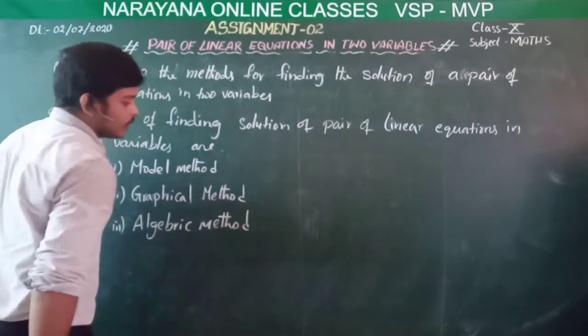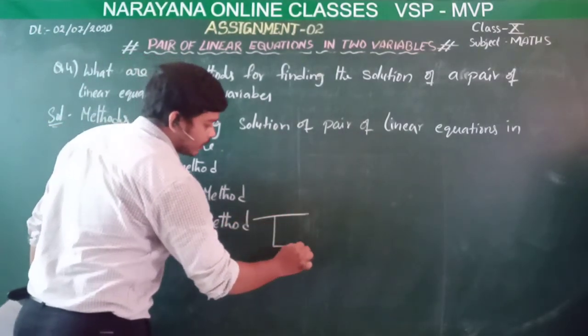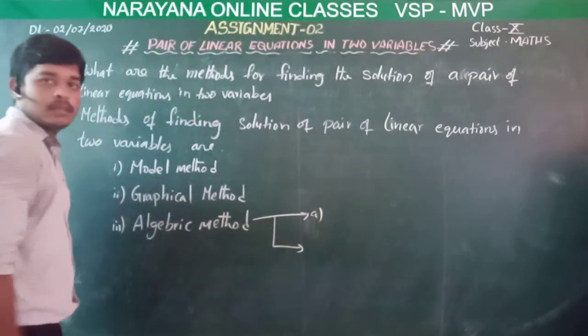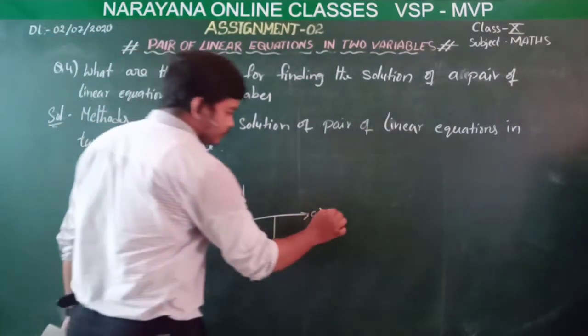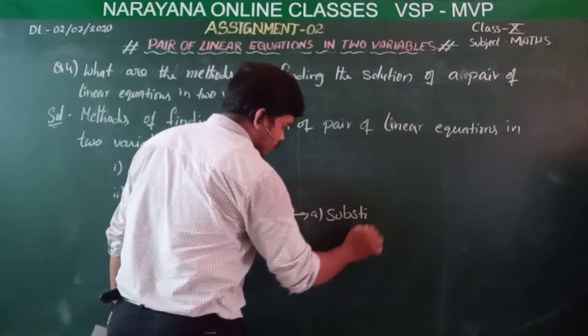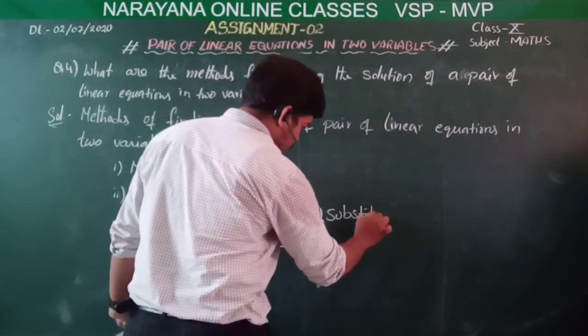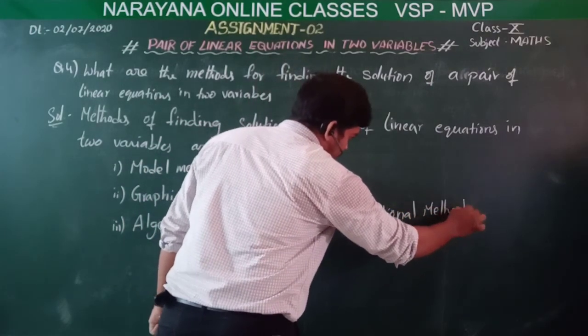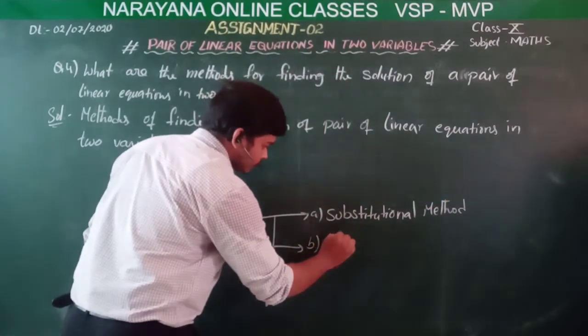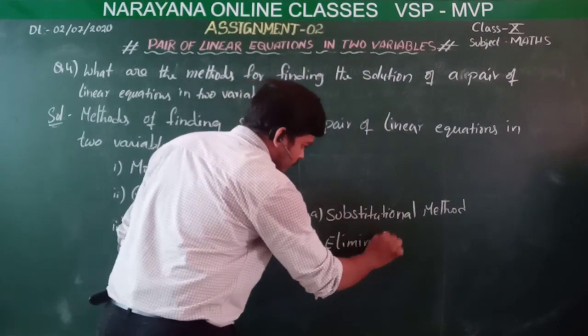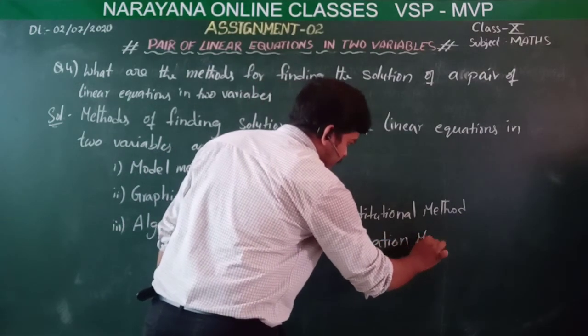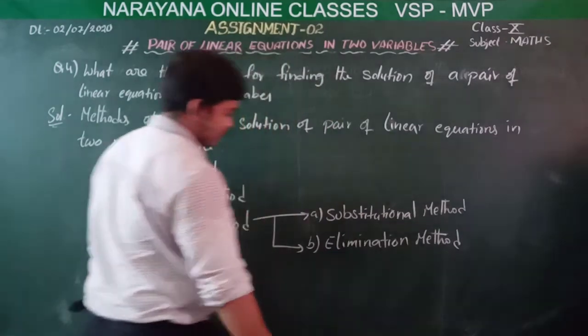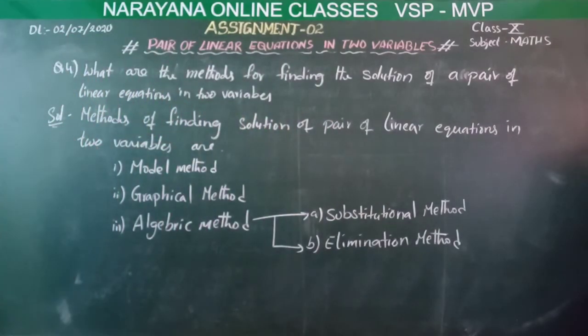In that algebraic method, there are two sub methods. What are those? One is the substitution method. And the second one is the elimination method. These are the methods to find x and y values, or the solution of a pair of linear equations, right?